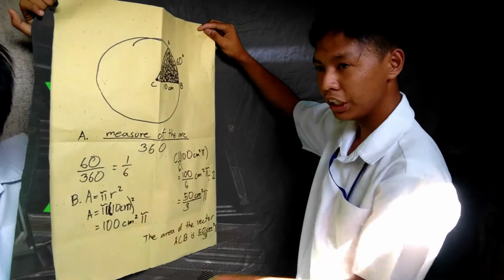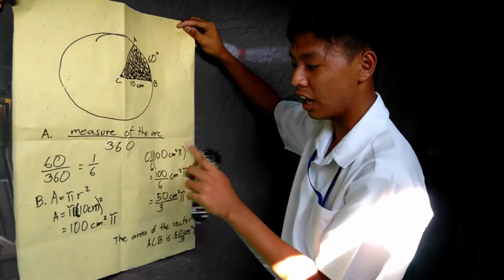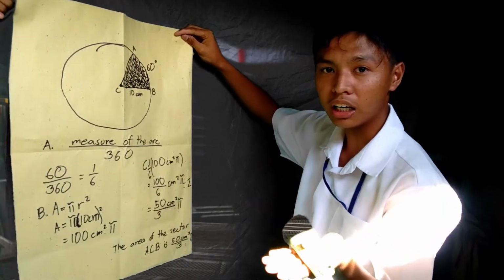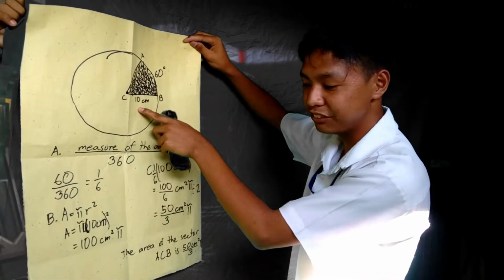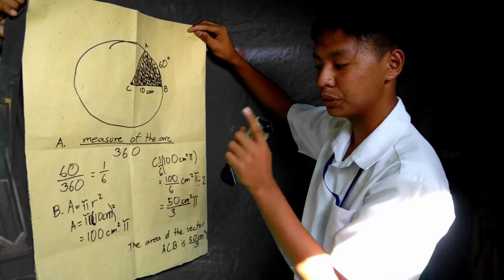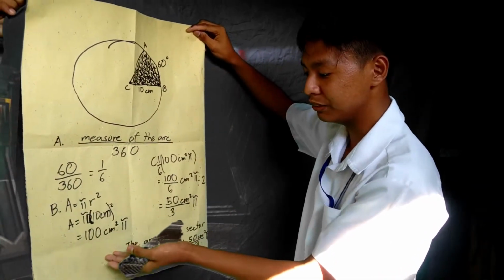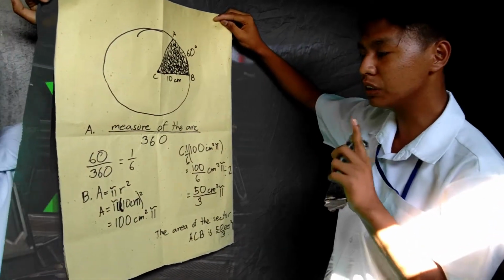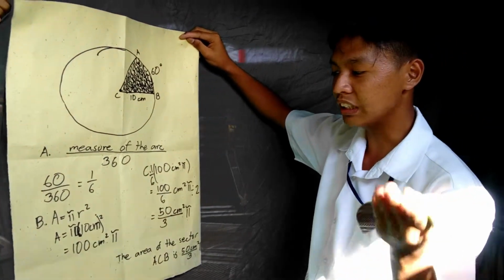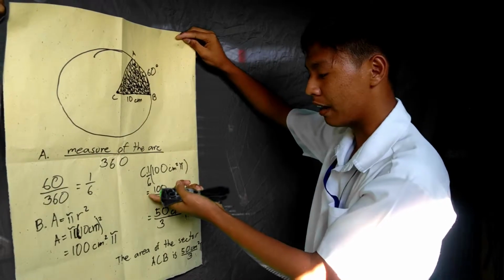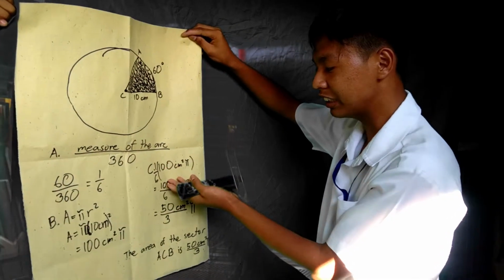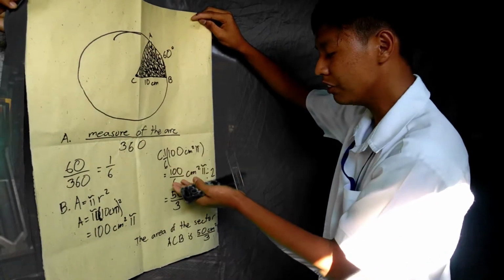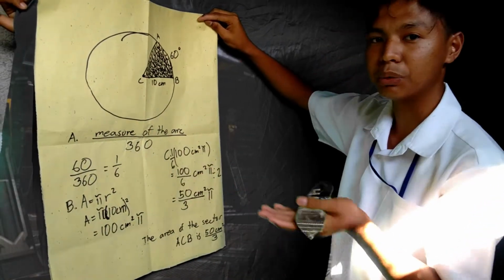For B, area is equal to pi r squared. Area equals pi, and we need to substitute r, or the radius, with 10 centimeters. So 10 centimeters squared equals 100 centimeters squared times pi. For letter C, we need to multiply the sector ratio and the area. So 1/6 times 100 centimeters squared pi is equivalent to 100/6 centimeters squared pi.